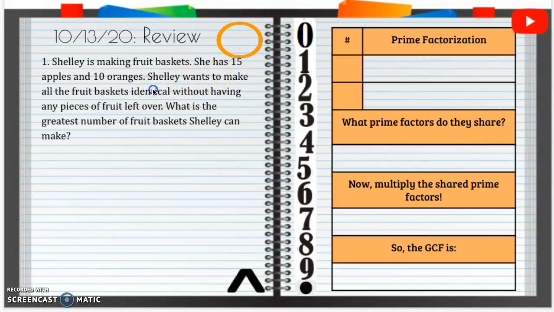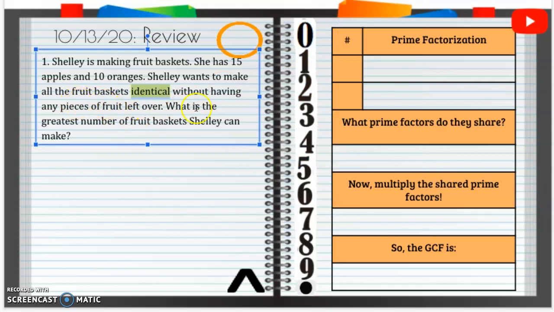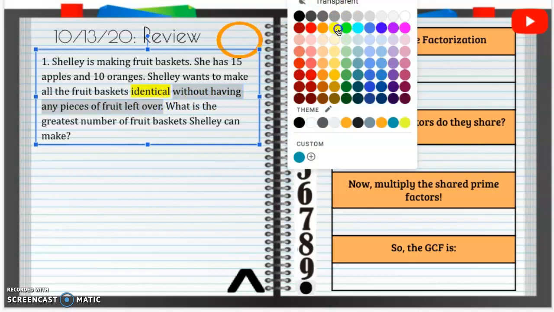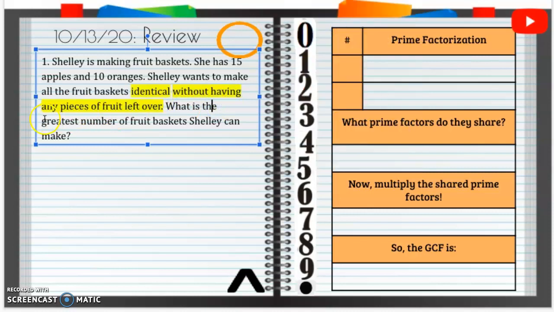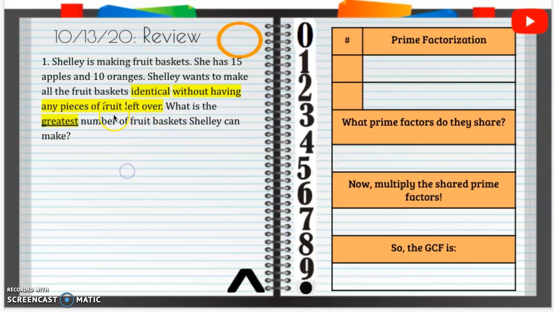So let's take a look here. She wants to make some identical fruit baskets. She does not want to have any left over. So no leftovers. And then our real big keyword here is greatest. What's the greatest number of fruit baskets that she can make? So, what do you think we're going to find? The greatest common factor. Woohoo!